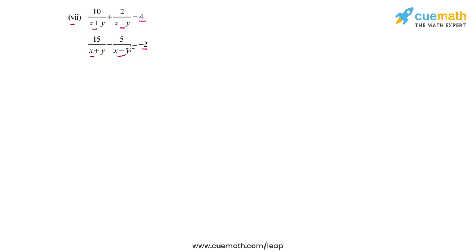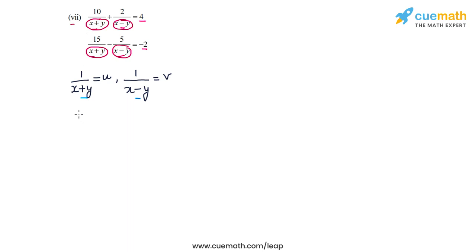We can arrive at that substitution by looking at the form of the equation. So we have 10 by (x plus y), and here we have 15 by (x plus y), and the second term is 2 by (x minus y), and here it's minus 5 by (x minus y). So if we do the substitution 1 by (x plus y) equal to u and 1 by (x minus y) equal to v, that should convert these equations into a pair of linear equations in u and v. So let's do that.